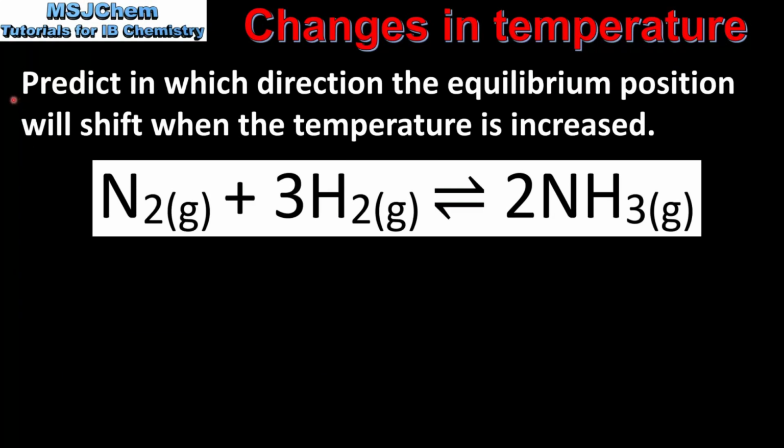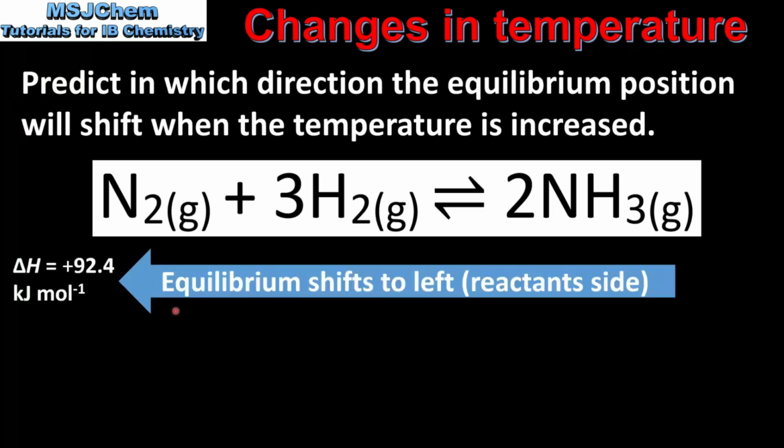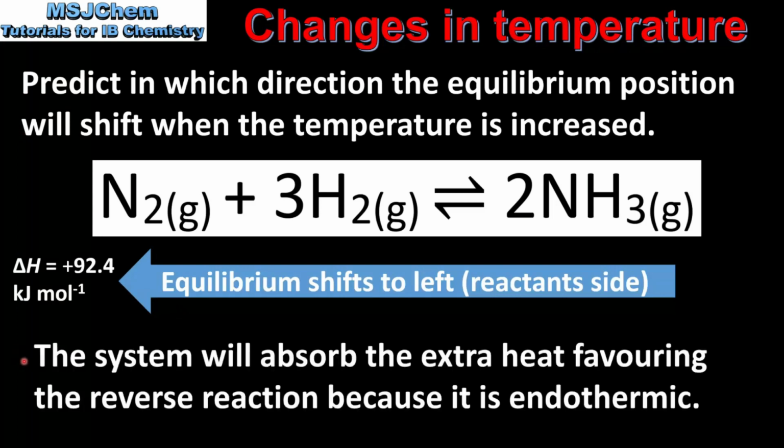Next, we'll predict in which direction the equilibrium position will shift when the temperature is increased. When the temperature is increased, the equilibrium position will shift to the left, which is the reactant side. The reason for this is that the system will absorb the extra heat, favoring the reverse reaction, because it is endothermic. When the temperature is increased, the reverse reaction will be favored because it absorbs heat. Therefore, the equilibrium position will shift to the left, in the endothermic direction.